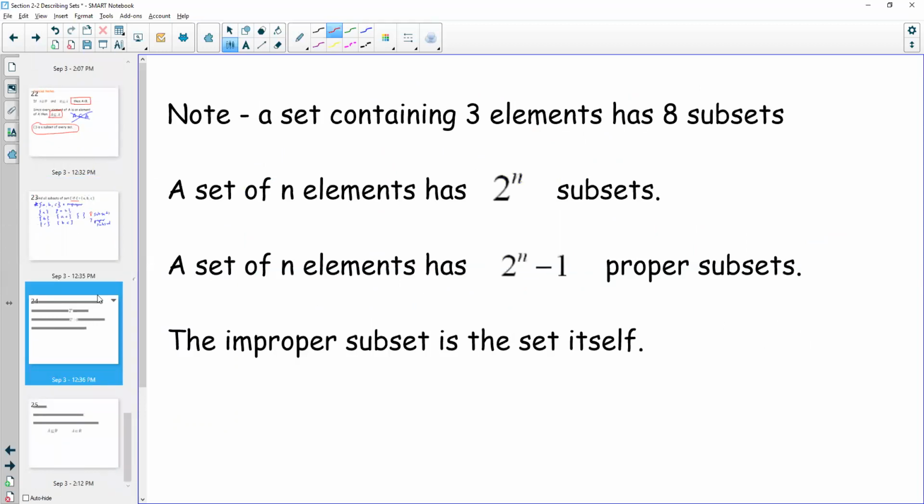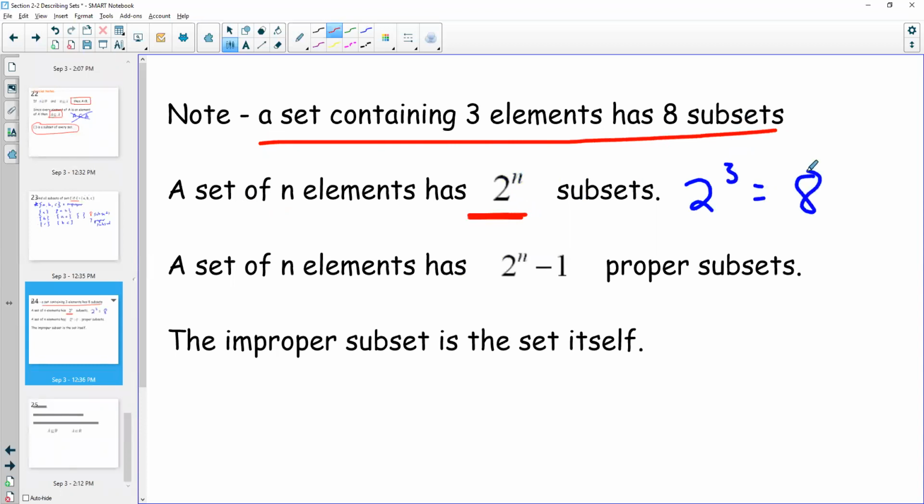It's improper. A set containing 3 elements has 8 subsets. To figure out how many subsets something has, and that's really handy, you have 2 to the n, where n is the number of elements. We had 3 elements in our set, so 2 to the 3rd gets me 8. To figure out the number of proper subsets, we always have to take that one out, that one that exactly matched, that was equal. So 2 to the n, 2 to the 3, minus 1 gets me that 7. The only improper subset is the set itself, remember.